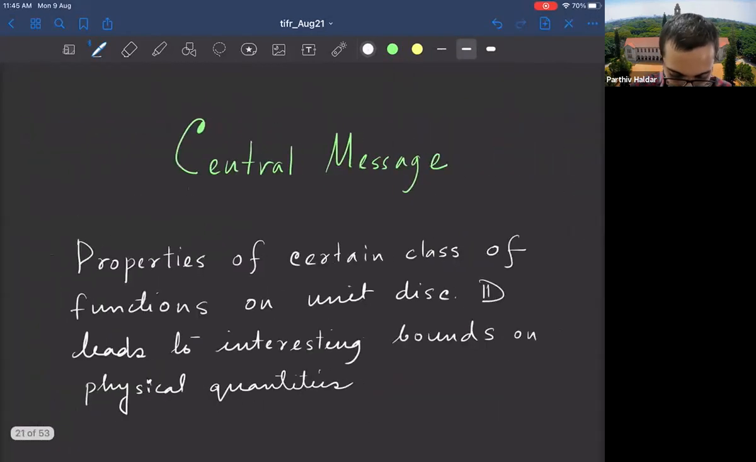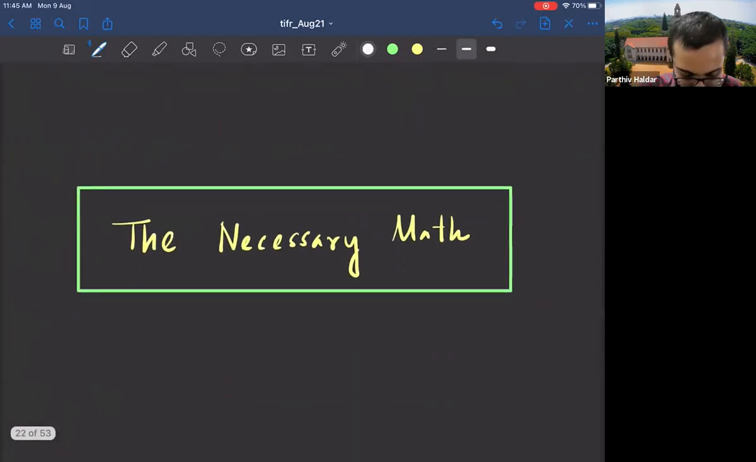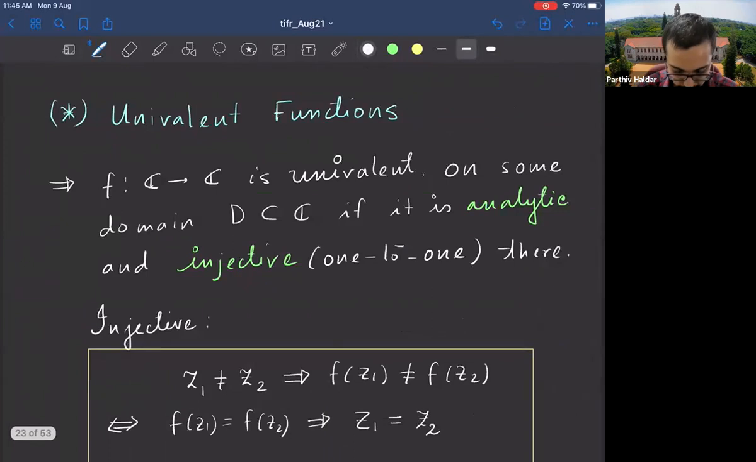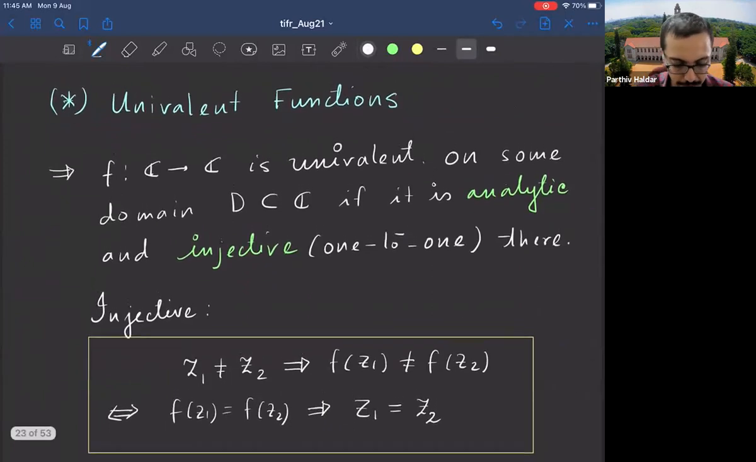Okay. So let me just go quickly through the necessary math that we require to finally set up the problem. The mathematical functions that we're interested in are the so-called univalent functions. A function, which is essentially a complex function, is univalent on some domain, and by domain, we here mean an open simply connected set of the complex plane, if it is analytic and injective, which essentially means one-to-one on the domain.